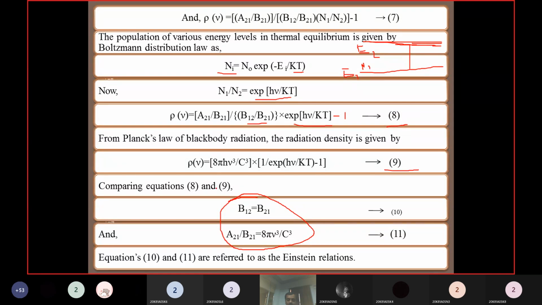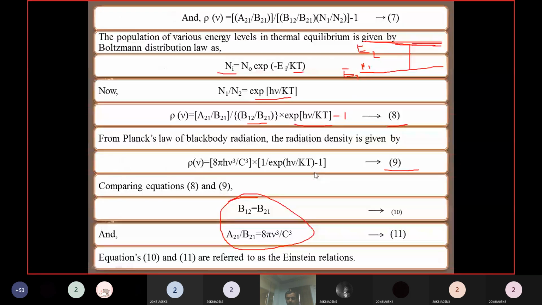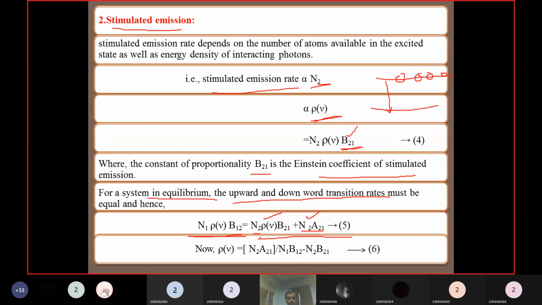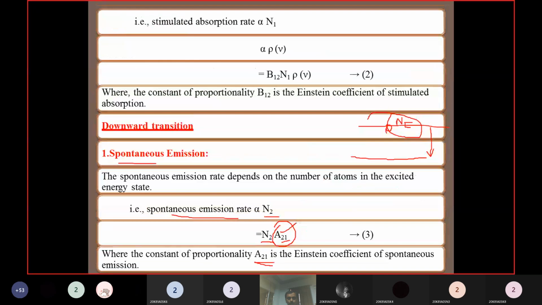That relation is B12 is equal to B21, and A21 by B21 is equal to 8 pi h nu cube by c cube. This is the relation between the Einstein coefficients. It will already be in your textbook. If you did not understand, take screenshots of this.